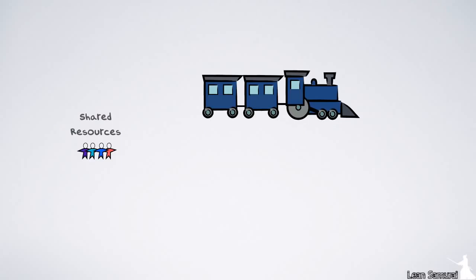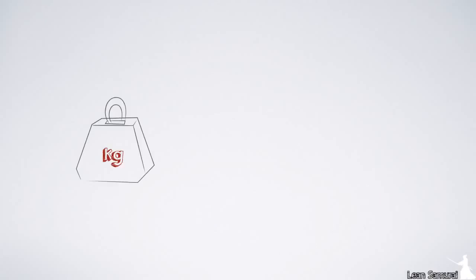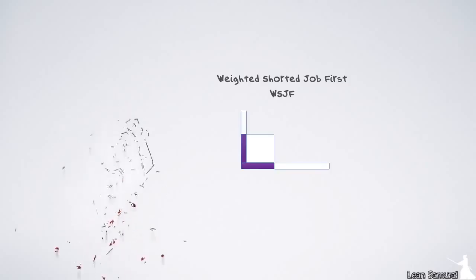Finally, shared resources come back from version 2.0 and explain how shared resources should be managed centrally by the program for the benefit of all teams on the train and to help alignment. Another small but helpful graphic change was the move from the kilogram sign to that of the weighted shortest job first infographic.